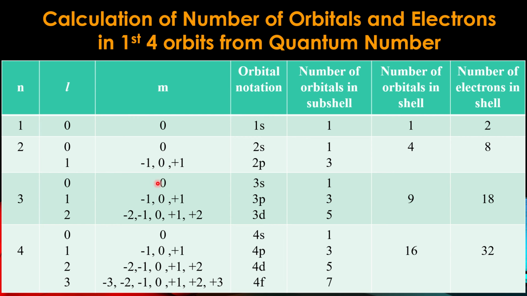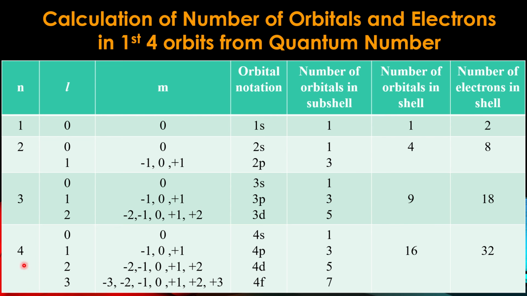For L equal 0, here m equal 0, this is 3s orbital and total number of orbitals 1. L equal 1, m has 3 values -1, 0, +1. It is 3p type orbital and the total number of orbitals 3. And when L equal 2, m has 5 values and this is 3d orbital and total number of orbitals are 5 because m has 5 values. And total number of orbitals in shell 5, 3, 8 and 1, 9. And number of electrons are 18.